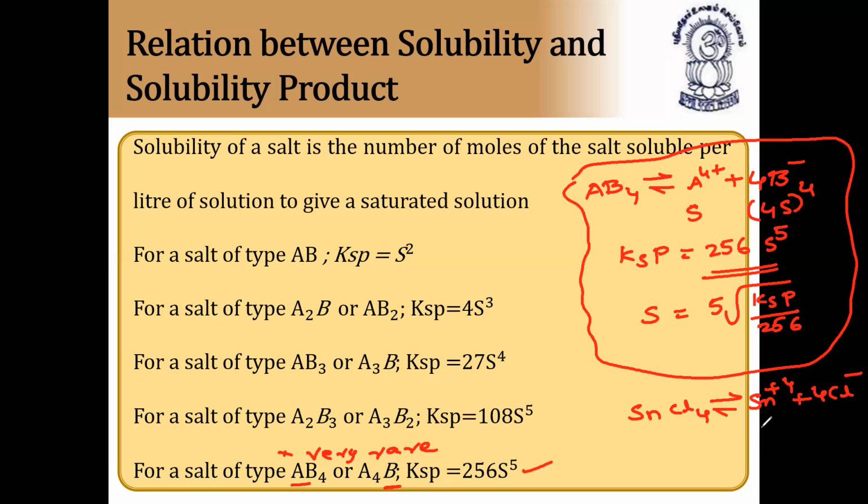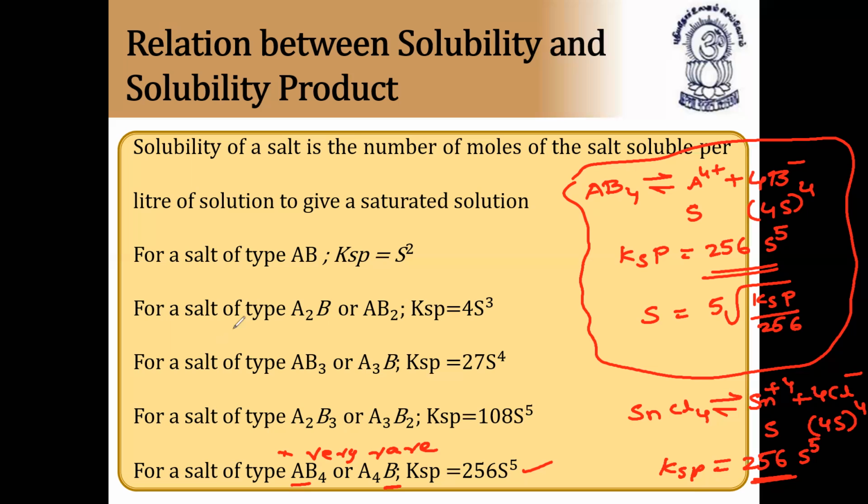So for this, KSP is equal to S, and for this it becomes 4S whole to the power of 4. How many moles, that power will come? So it becomes 256 S power 5. KSP is equal to 256 S power 5. So in this way, you'll get the answer. Please note it down. So these are the different types of salts and how to find solubility product for different types of salts, we have completed.